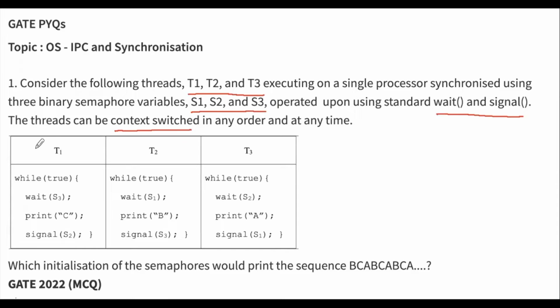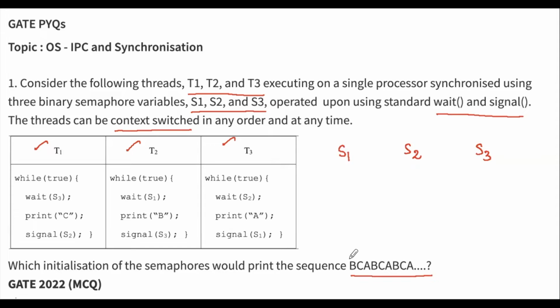So they have given the code for the T1, T2, and T3 threads individually. And what they are asking is which initialization of the semaphores would print the sequence BCA, BCA, BCA, and so on. So they are asking for the initial values of S1, S2, and S3, right? This question was asked in GATE 2022 and it's an MCQ type question.